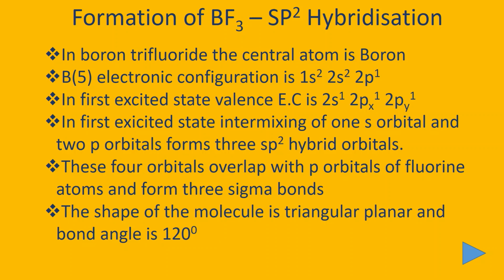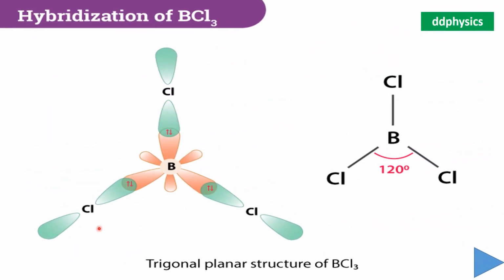Next, the shape of the molecule. The shape of the molecule is trigonal planar and the bond angle is 120 degrees. Here you can observe the diagram of boron trichloride. In boron, 3 sp2 hybrid orbitals are formed. With the use of these 3 sp2 hybrid orbitals, boron overlaps with p orbitals of 3 chlorine atoms to form boron trichloride.